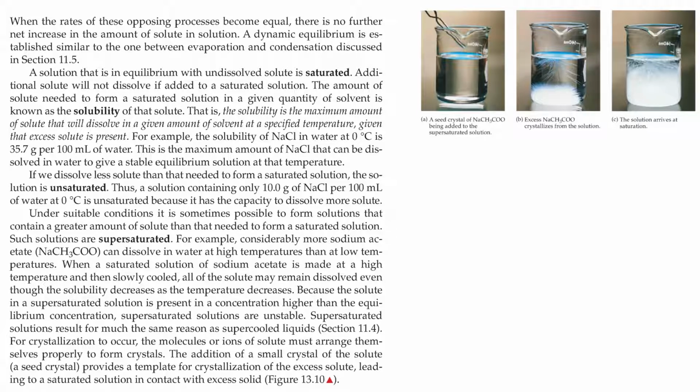Because the solute in a supersaturated solution is present in a concentration higher than the equilibrium concentration, supersaturated solutions are unstable. Supersaturated solutions result for much the same reason as supercooled liquids. For crystallization to occur, the molecules or ions of solute must arrange themselves properly to form crystals. The addition of a small crystal of the solute, a seed crystal, provides a template for crystallization of that excess solute, leading to a saturated solution in contact with the excess solid.